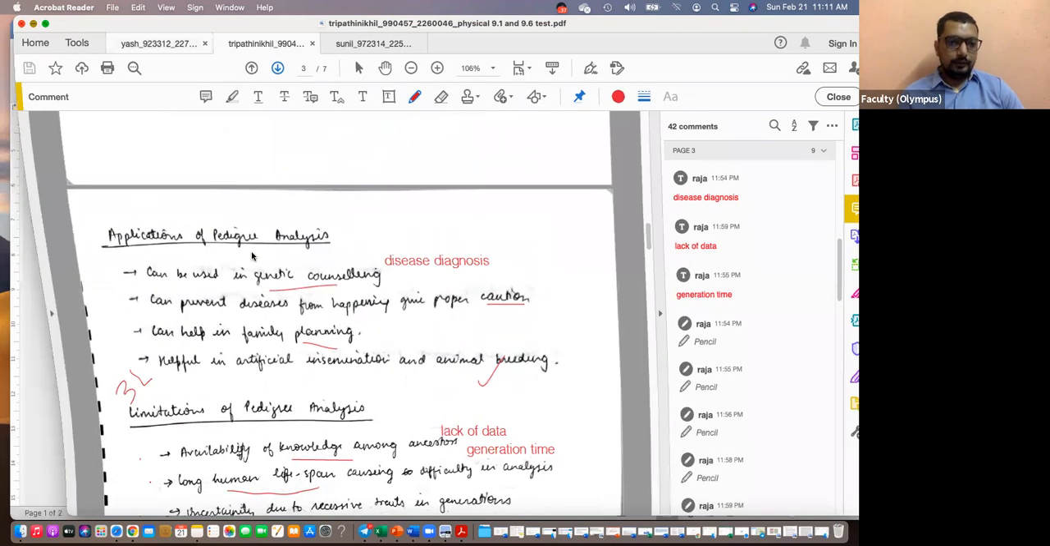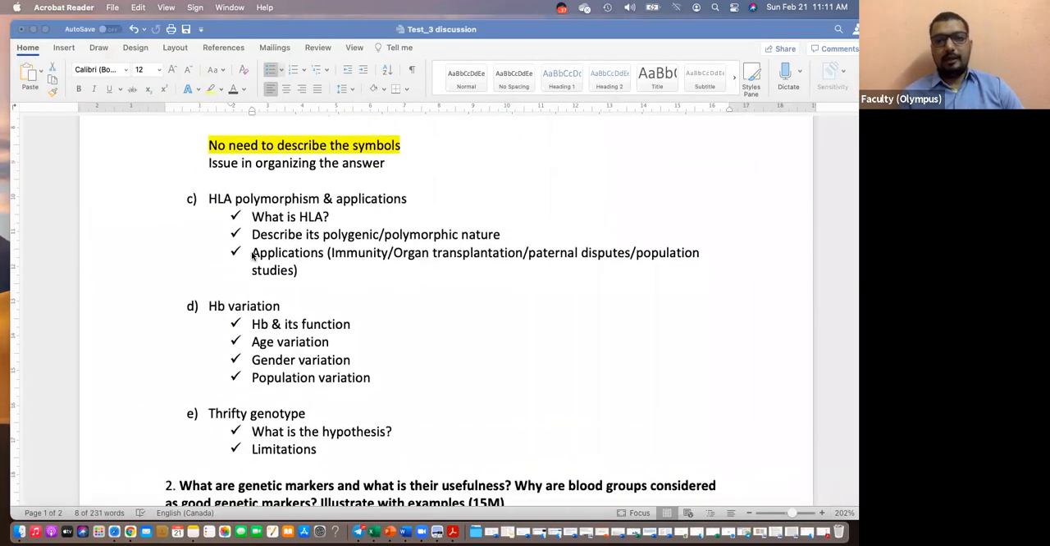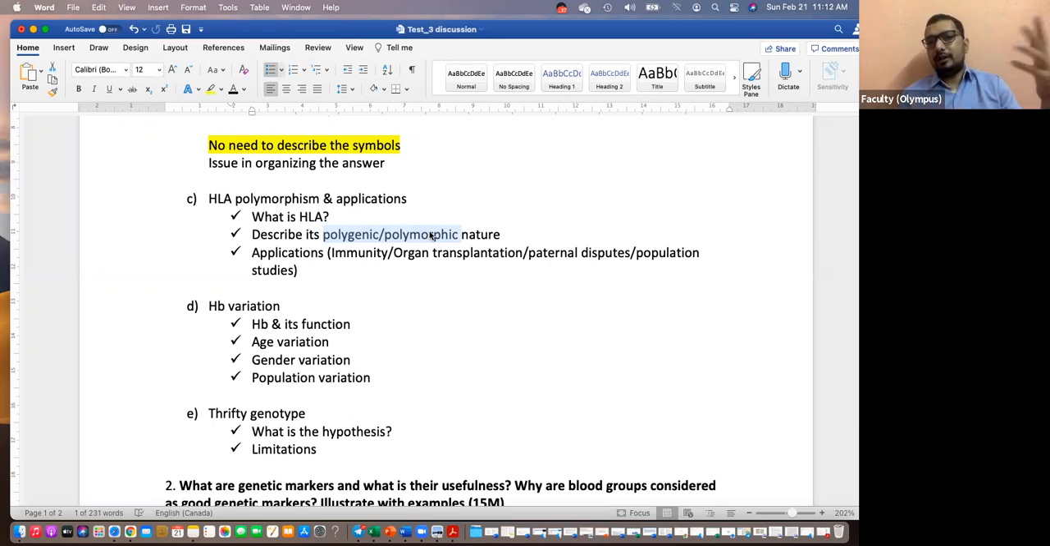Next question. HLA polymorphism applications, I think more or less you've all written well. What is HLA? It's a marker. So genetic marker. So why genetic marker? Because it has, you have also nicely drawn, simple diagrams are drawn. We don't need specific details, just simply drawn polygenic nature, polymorphic nature. I like that component. So you explained both polygenic, polymorphic nature. As it is polymorphic, there's enough scope for studying the populations. Explain that in the applications.